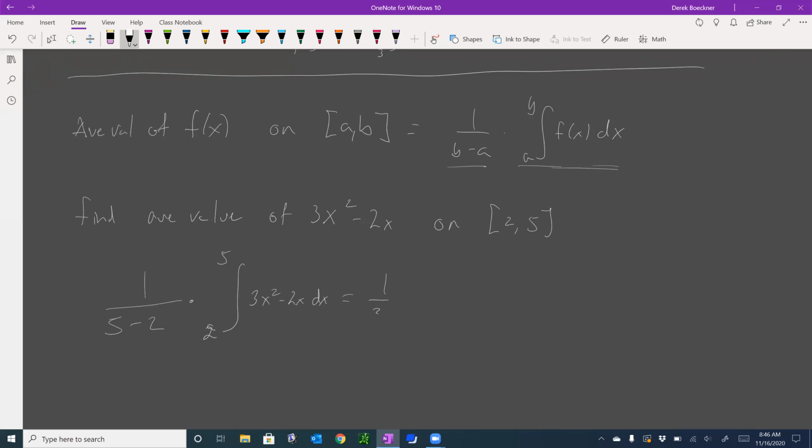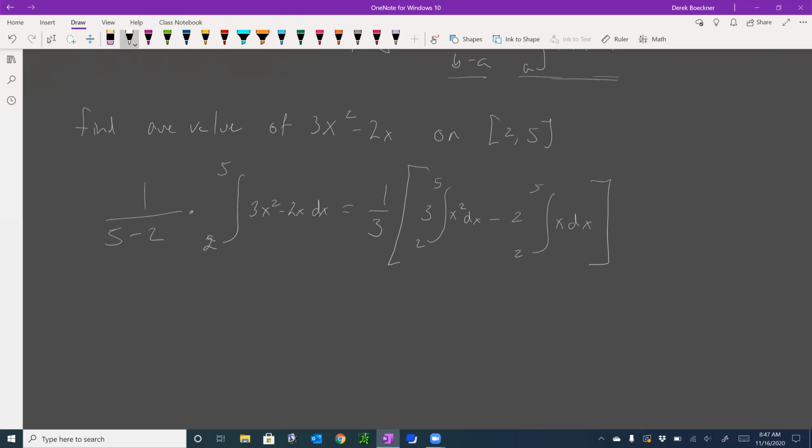So this is going to be 1/3. And I'm going to break these things up. So this is the integral from 2 to 5 with a 3 and an x squared dx, minus a 2 times the integral from 2 to 5 of an x dx. Are we good with that split? Okay. Now I can just evaluate stuff.